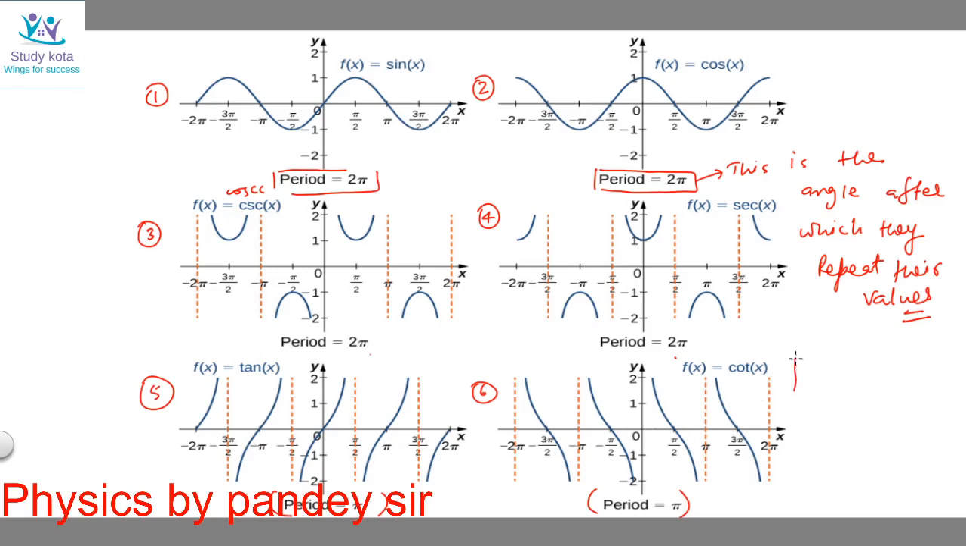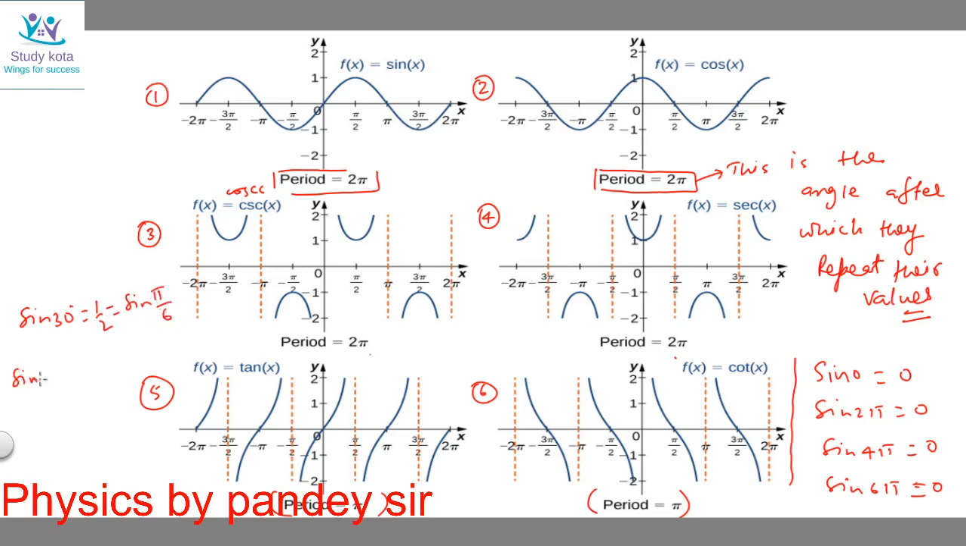What is the meaning of this? Suppose you are getting sine 0 is 0, then you will also get sine 2 pi is 0. Also, you will get sine 4 pi is 0. Also, you will get sine 6 pi is 0. When you add 2 pi, you will get the same value. Similarly, sine 30 is 1 by 2, and sine 30 can also be written as sine pi by 6. Then when you add 2 pi, sine of pi by 6 plus 2 pi, you will also get 1 by 2. When you add an integral multiple of 2 pi, like 4 pi, you will get the same value.